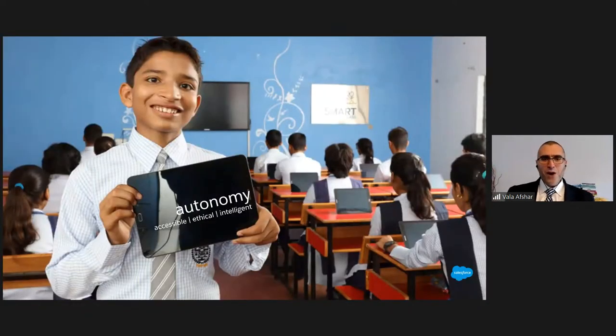Autonomy. Autonomy is about access, it's about intelligence. When I think about SOLE, the self-organized learning environment developed by Sugata Mitra, inventor of the hole-in-the-wall learning experiment, this is an example for me of fantastic autonomy that was led by thought leadership in India.